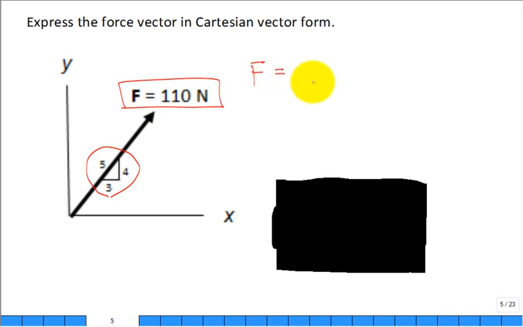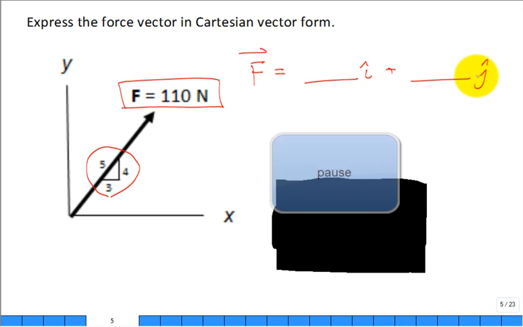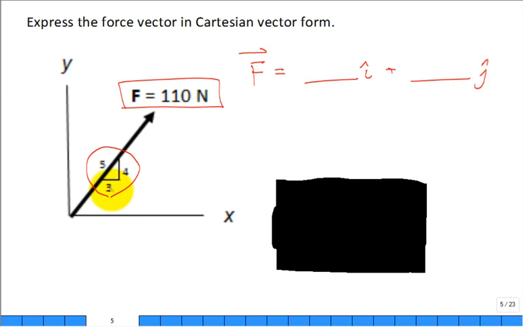So we're looking for what is the magnitude in the I plus what is the magnitude in the J. I am going to pause and I'll walk around, and when I get 5 people that have this right, we'll move on. The ratio of 3 over 5 is the same ratio as the hypotenuse, which is the force 110 newtons, divided by the magnitude in the x, isn't it?